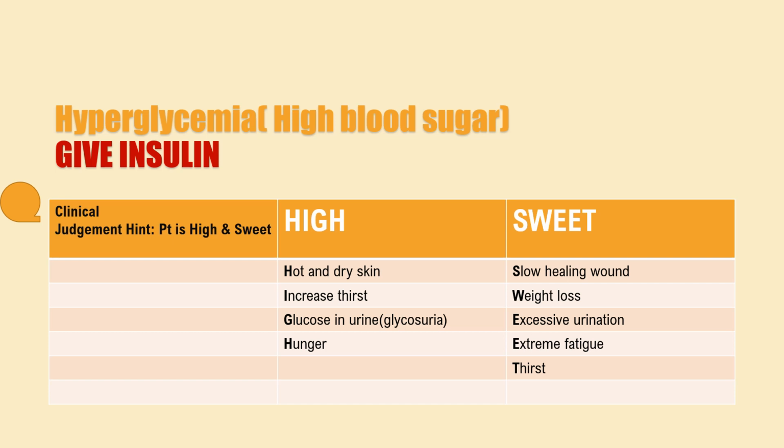Hot and dry skin, increased thirst, glucose in the urine, hunger, so the patient is excessively thirsty, they are hungry, slow wound healing. For the slow wound healing, you won't see that immediately, but this is a patient that has been sustaining high blood sugars for a long period of time. Weight loss, excessive urination, extreme fatigue, and thirst.